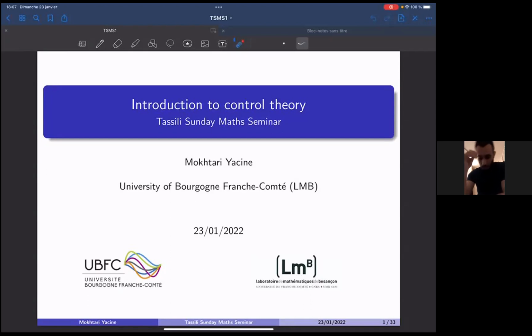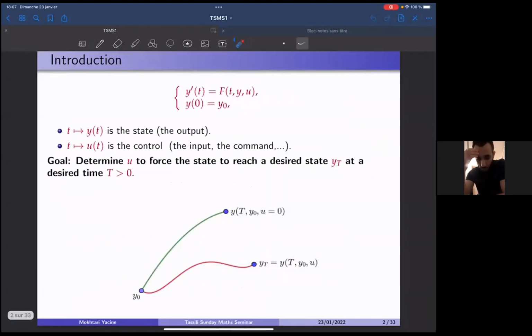Okay, so in this first part of my talk, I will give a brief introduction to control theory in both finite and infinite dimension. We will see that later on. So what is it about, control theory? Consider this differential system that might be an infinite or finite dimensional system. It depends on F and the space where we study this system.